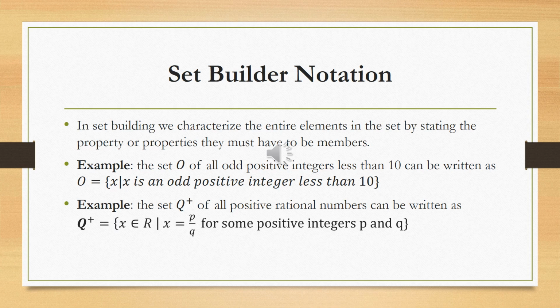Example, consider the set O of all odd positive integers less than 10. We can write this in set builder notation as follows. O, capital O, is the set of all x such that x is an odd positive integer less than 10.